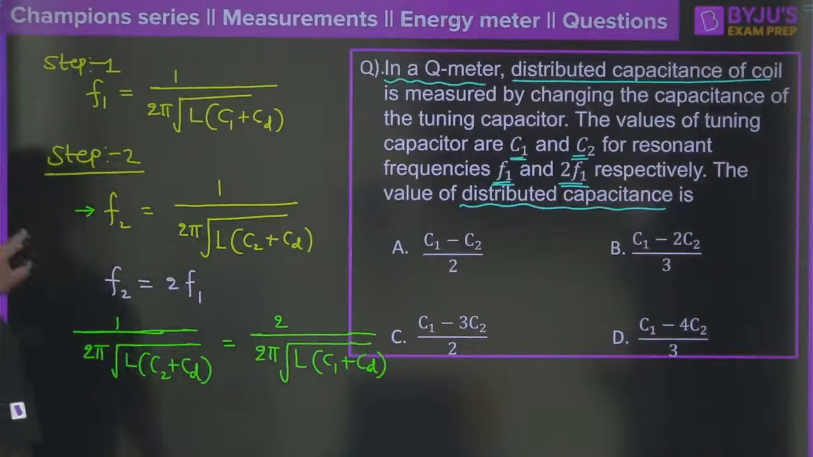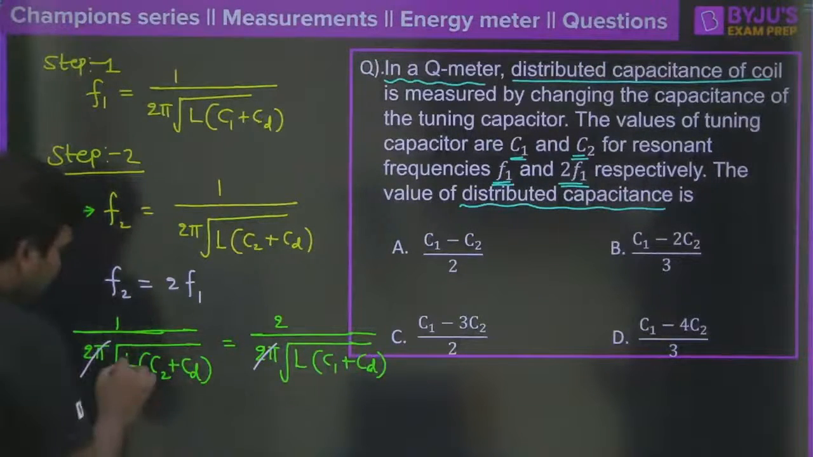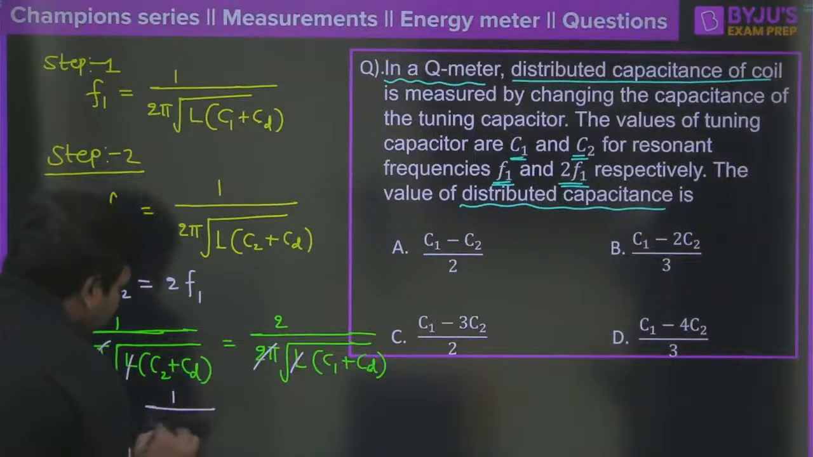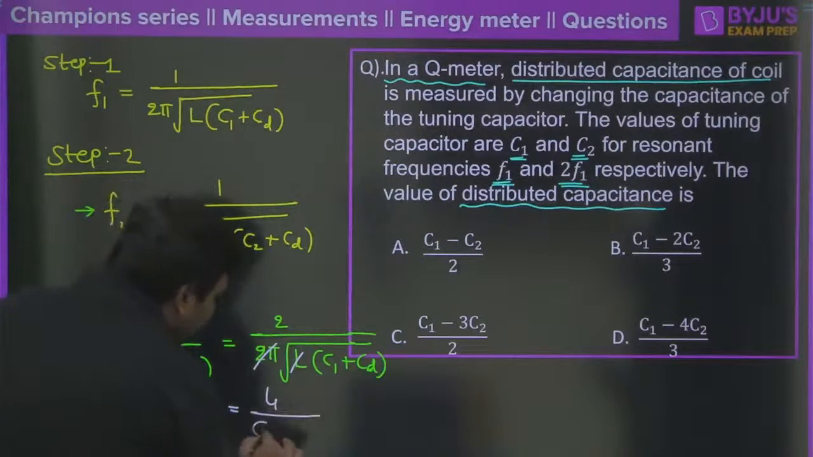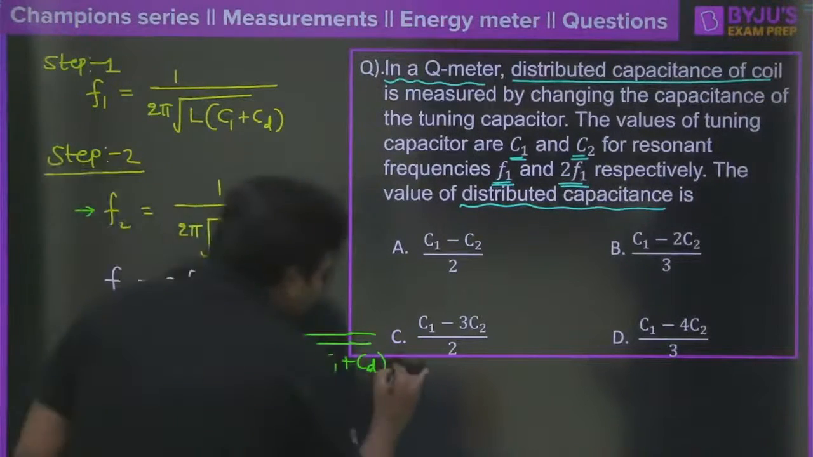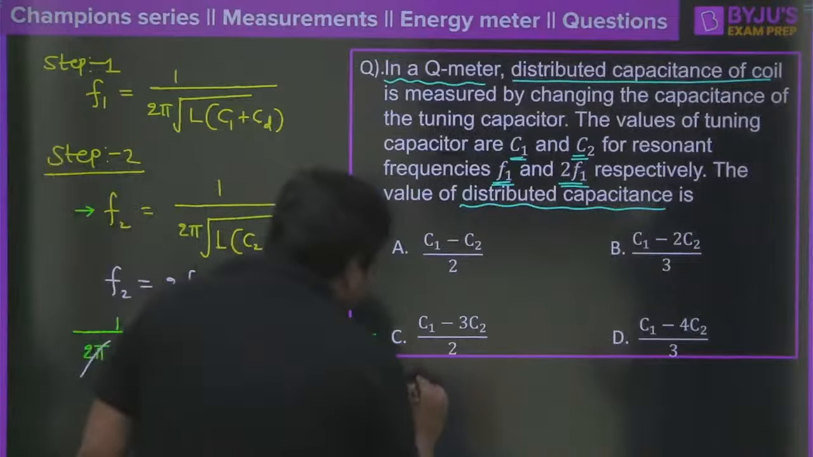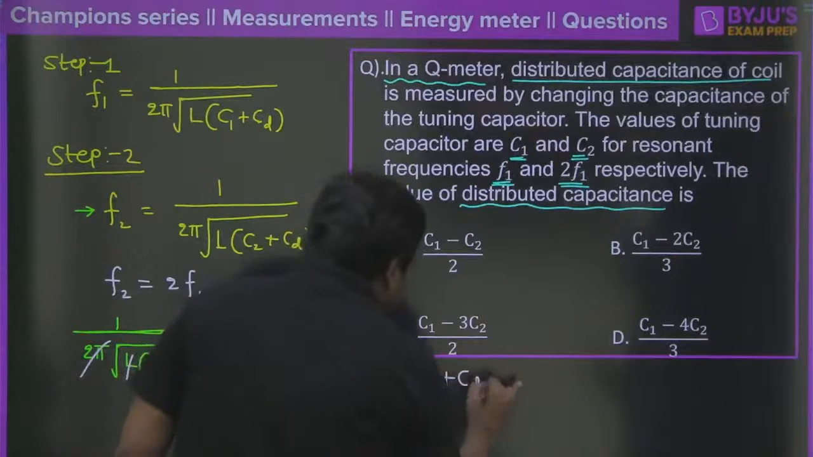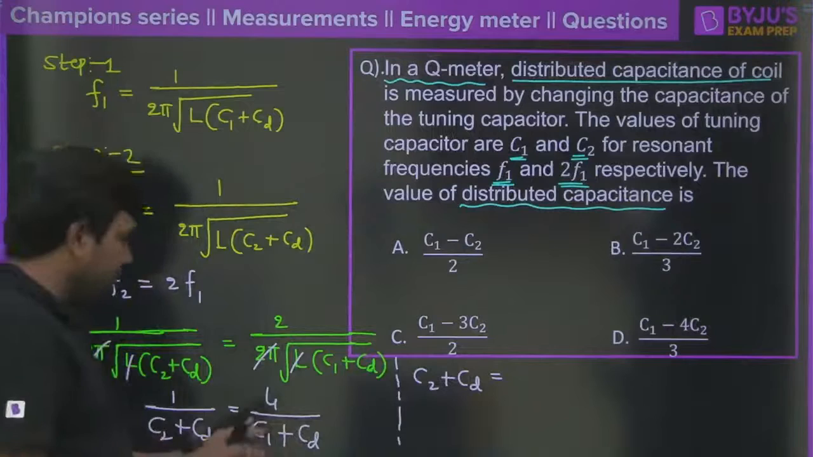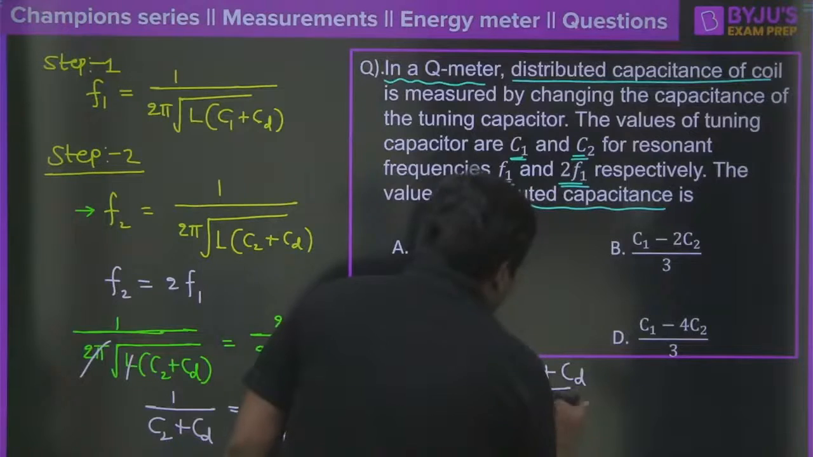Now one must really understand this clearly: 2 pi and 2 pi will get cancelled here. L will naturally get cancelled here, correct? So this can be written as 1 divided by C2 plus CD, and this side you will be having 4 divided by C1 plus CD, right? If you just square on both sides, this is what you will get. From this, can you write what is the distributed capacitance now? This is known to you. Therefore, C2 plus CD is equal to C1 plus CD divided by 4, correct?